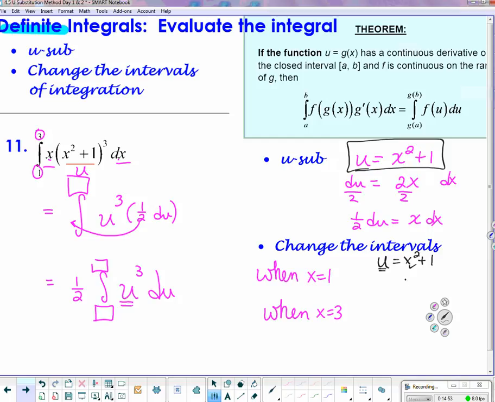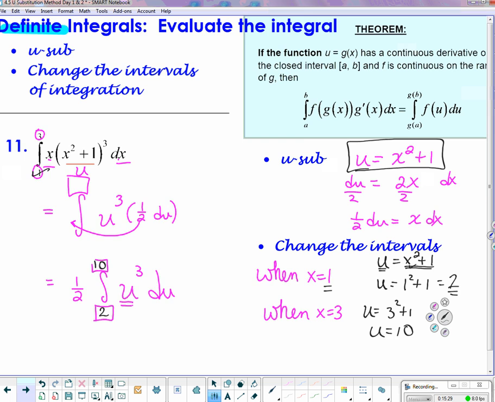So I put in 1, I get 1 squared plus 1 is equal to my u, which brings me to 2. So when x was 1, u becomes 2. So 1 was on the bottom, I'm going to update to a bound of 2. When x is 3, u becomes 3 squared plus 1. Remember, we're putting it back into this relationship between u and x. So that calls for u being 10. So I'm going to update this upper bound to 10.